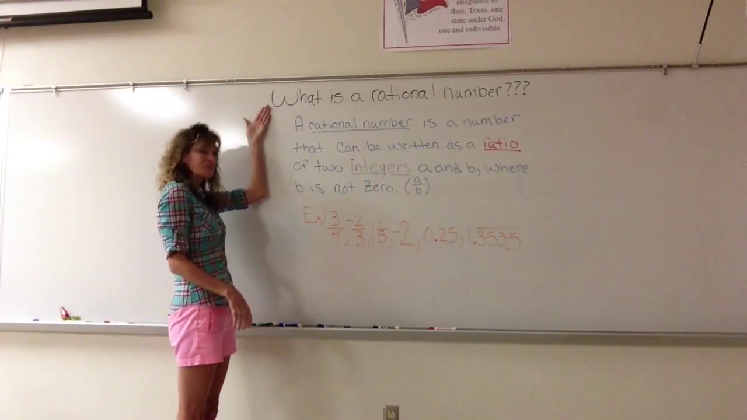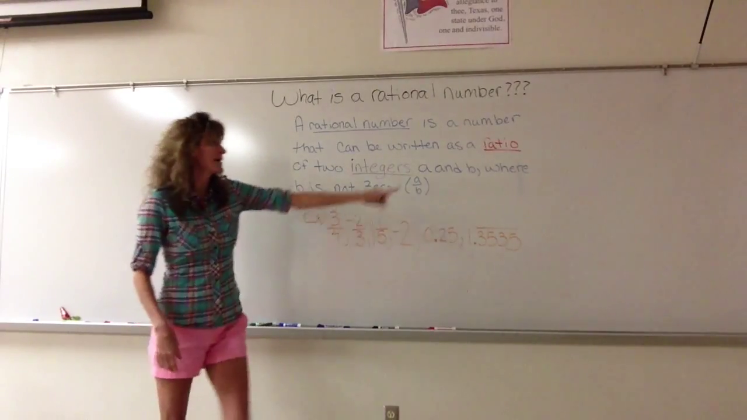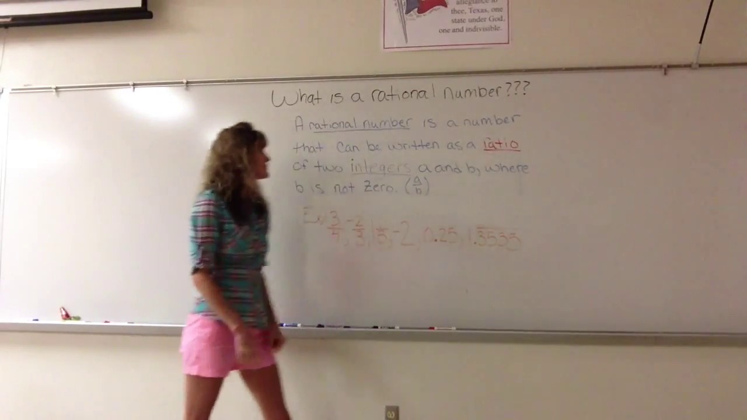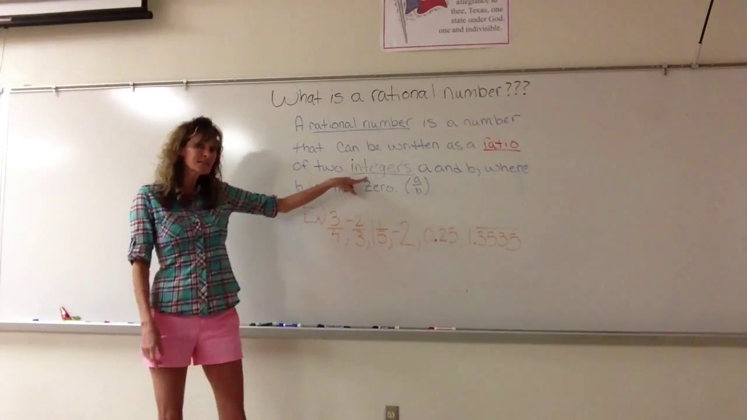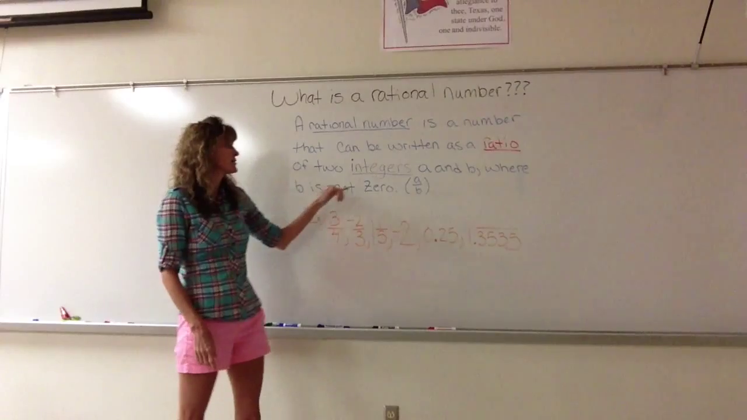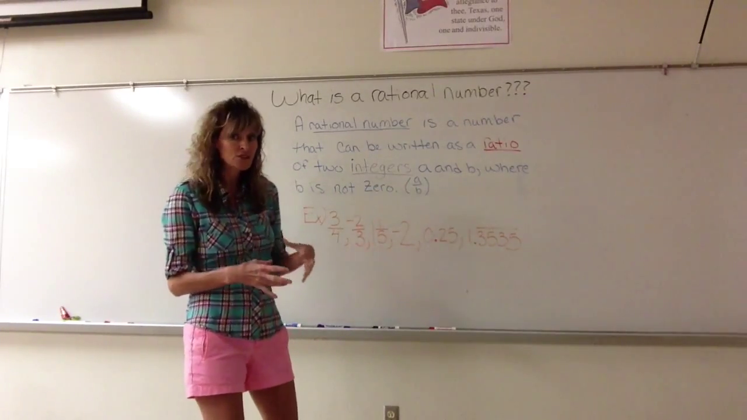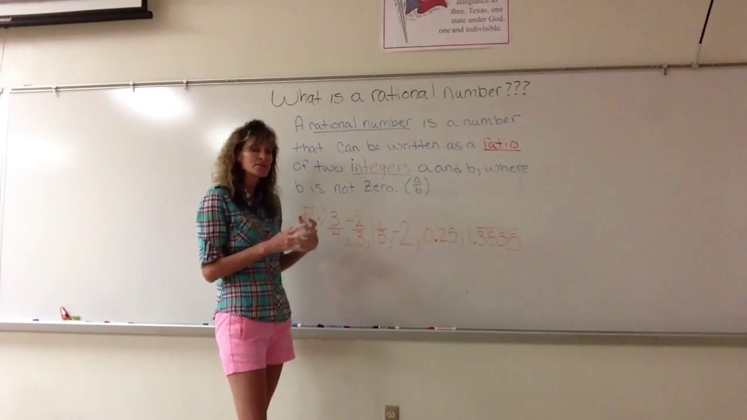What is a rational number? Well, a rational number is a number that can be written as a ratio of two integers, A and B, where B is not 0. So A over B. A ratio is a fraction. It's a comparison of two numbers.